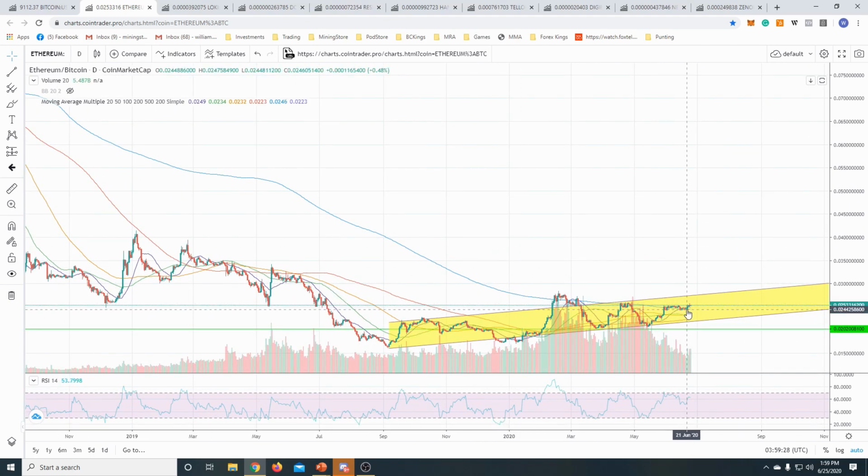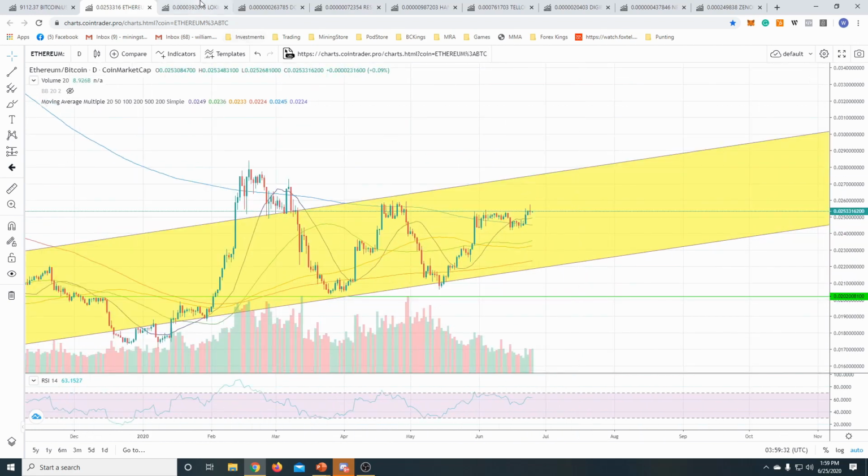But always following a dollar cost in, dollar cost out average strategy. Now, moving on to Loki.